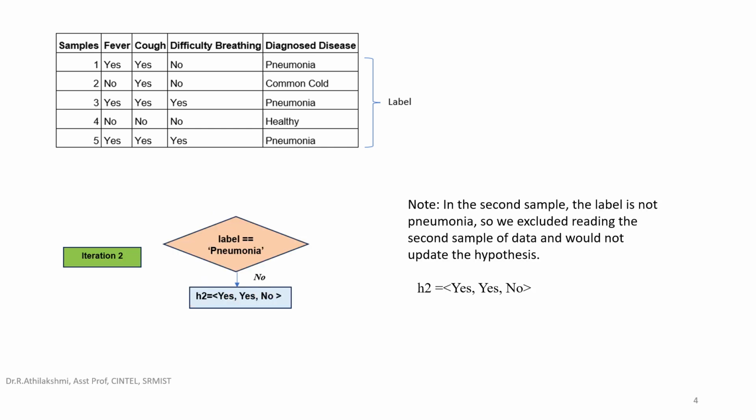In the second iteration, it reads the second sample of data and checks the label. Here the label is not pneumonia, it is common cold. So it excludes the second sample and does not update the hypothesis. It keeps H1 as it is and just renames it H2. So H2 equals yes, yes, no.